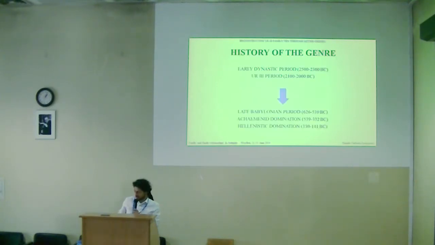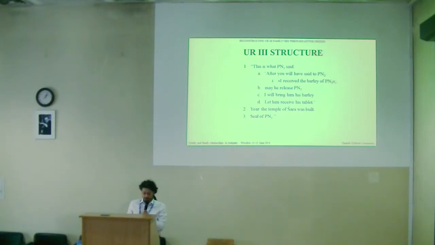The first traces of this kind of text can be found already during the early dynastic period, and their exploit occurred only a few centuries later during the Euclidean period, after which it became less common. During the last periods of the classical Mesopotamian history, letter orders went through a kind of renaissance. After the renaissance, they were used increasingly, both in the late Babylonian time and during the Achaemenid and Hellenistic domination. During the Euclidean period, object of this paper, letter orders assumed a peculiar structure that's different from other periods.